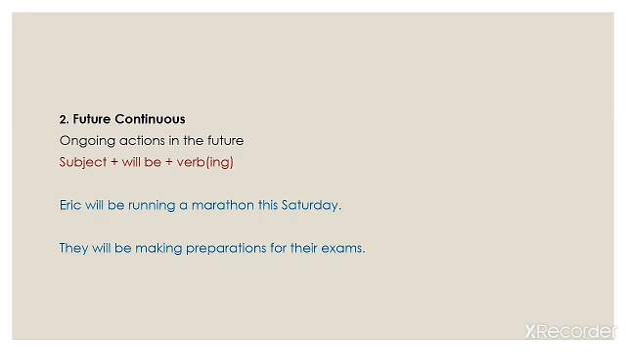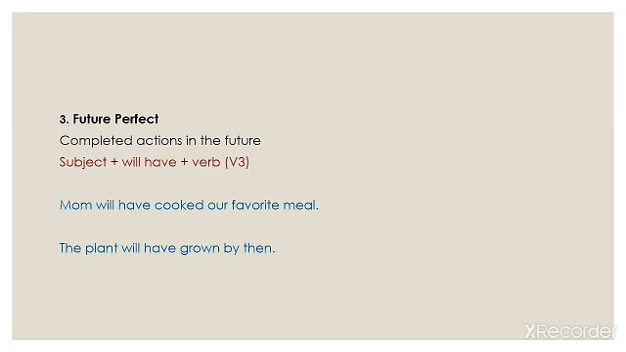The next is future perfect. Future perfect is used when we are talking about completed actions in the future, the actions which will be complete in the future, and the rule is subject plus will have plus verb, and we use the third form of the verb. For example, mom will have cooked our favorite meal. So this is a completed action in the future. The other example is the plant will have grown by then.